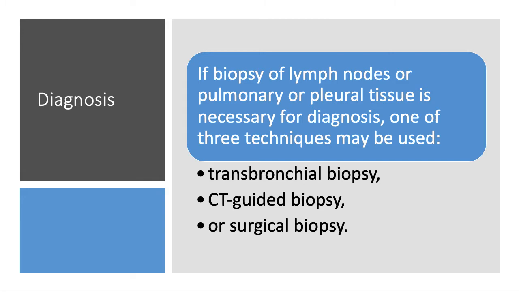transbronchial biopsy, CT-guided biopsy, or surgical biopsy. The use of surgical technique may be warranted when the results of biopsy with another procedure are not definitive and biopsy of mediastinal lymph nodes, lung, or both is required. This can generally be done with minimally invasive procedures such as cervical mediastinoscopy and a parasternal minithoracotomy for biopsy of the aortopulmonary window or para-aortic nodes, or video-assisted thoracoscopic surgical biopsy.